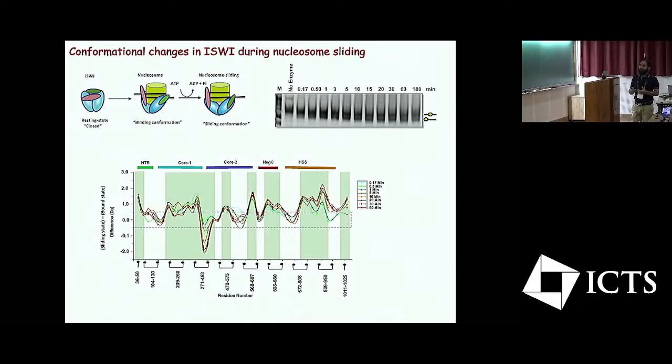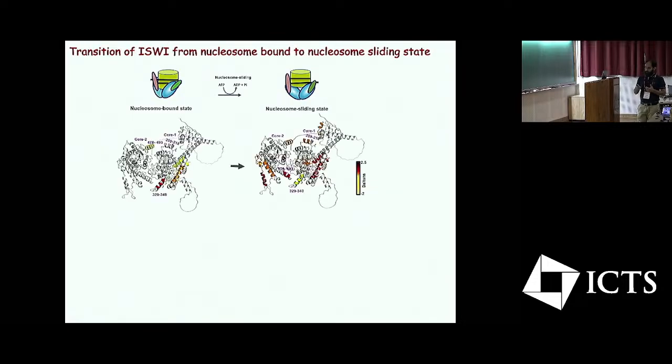So it automatically tells us that the conformations attained by the I-switch during nucleosome bound versus nucleosome sliding states are completely different. This is what we found: the conformations attained by the I-switch are completely different between the nucleosome bound and the nucleosome sliding state.